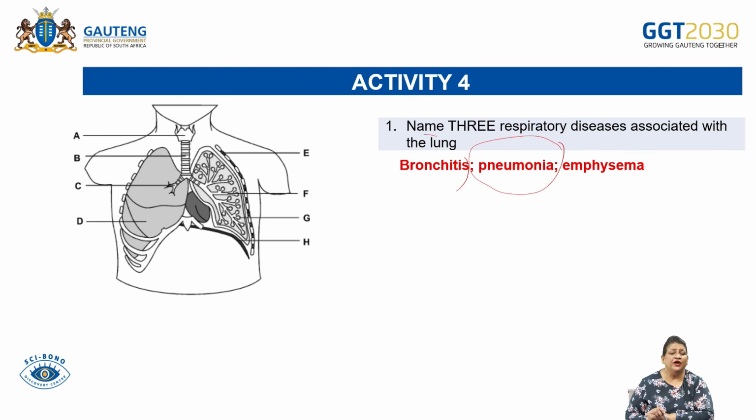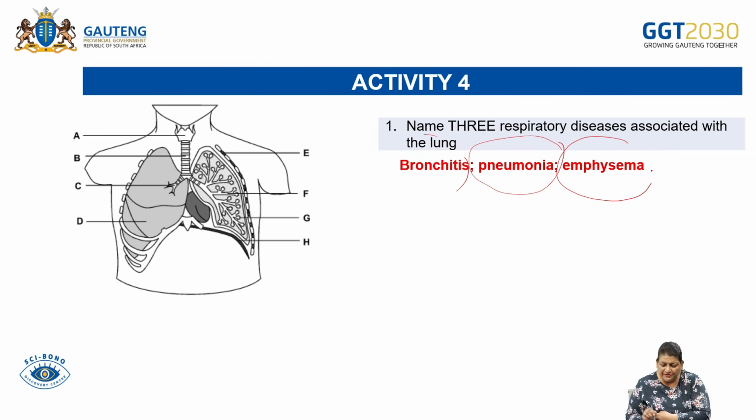Then if you're exposed to a lot of cold, and now your lungs, your actual alveoli, are also becoming infected, then you have pneumonia. So it's not only confined to your bronchus and bronchioles, but even the air sacs are becoming infected. You suffer from pneumonia.